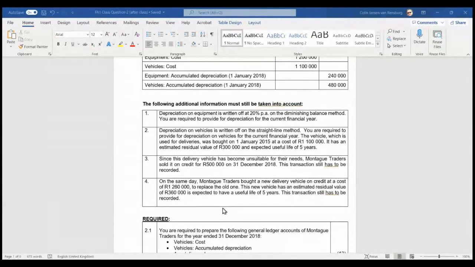That hasn't changed from the very first day when we recognized that vehicle, when we acquired it. That was established. That remains the cost throughout its useful lifetime, right? So it's 1.1 million rands, as you say. Now this one is a little bit more tricky. What is the balance on the vehicles accumulated depreciation now at the end of the financial year? In other words, at the 31st of December 2018.